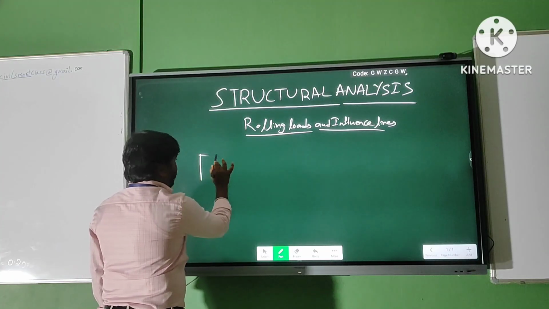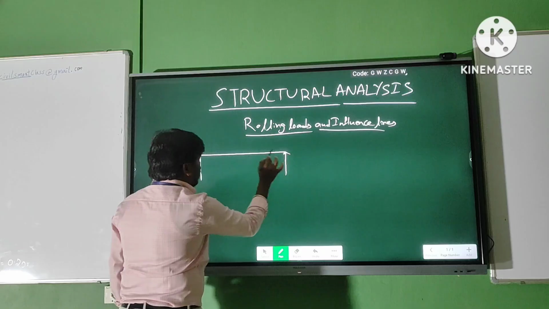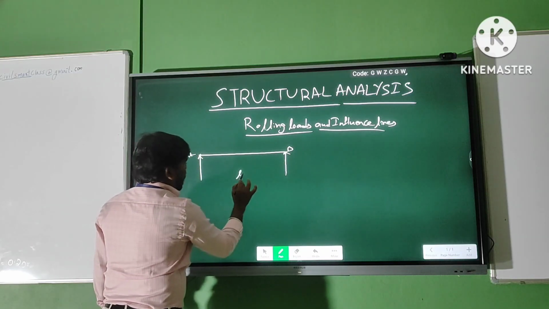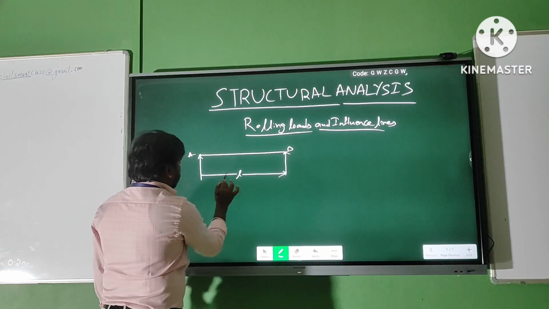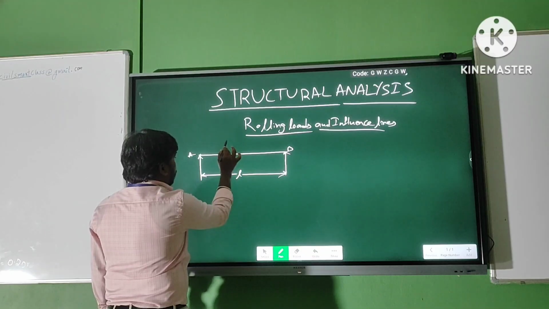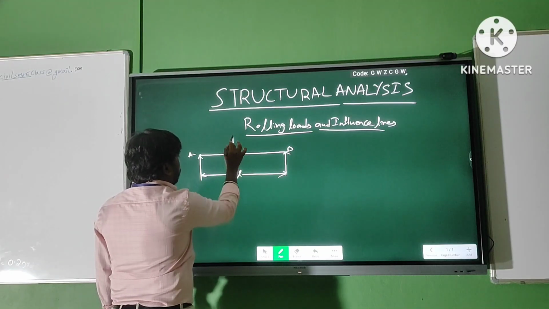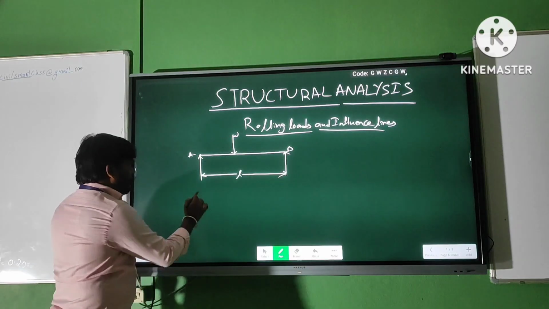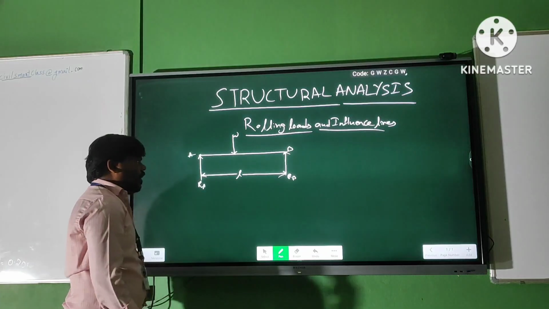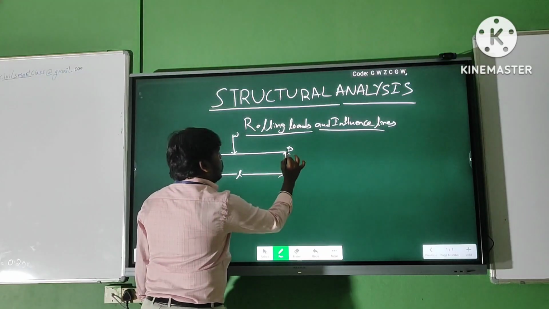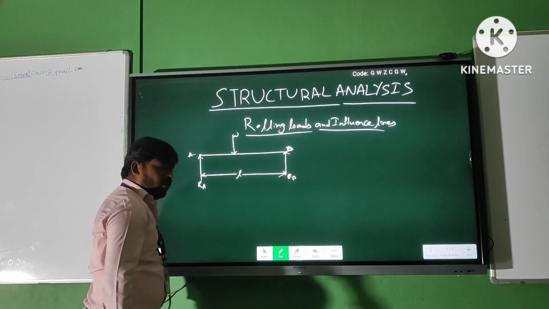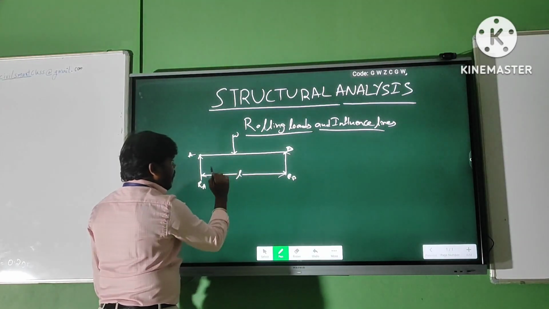Say, for example, if this is the case, beam AB of length L is subjected to a load W. Here the reactions RA and RB will come. And then we need to find the maximum bending moment for this case.